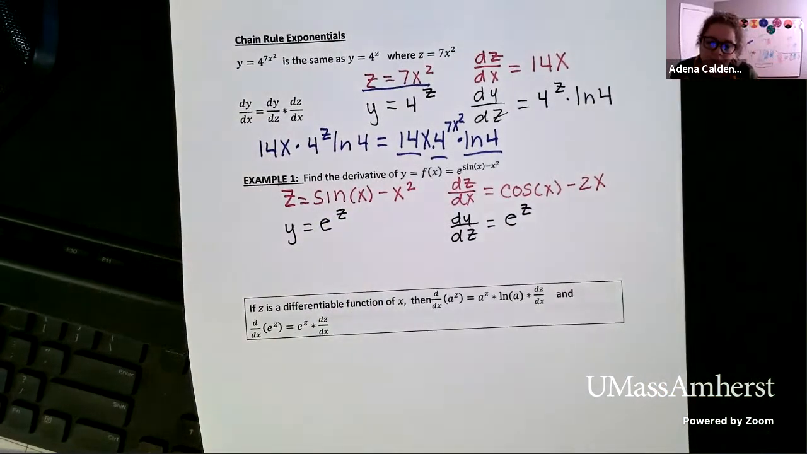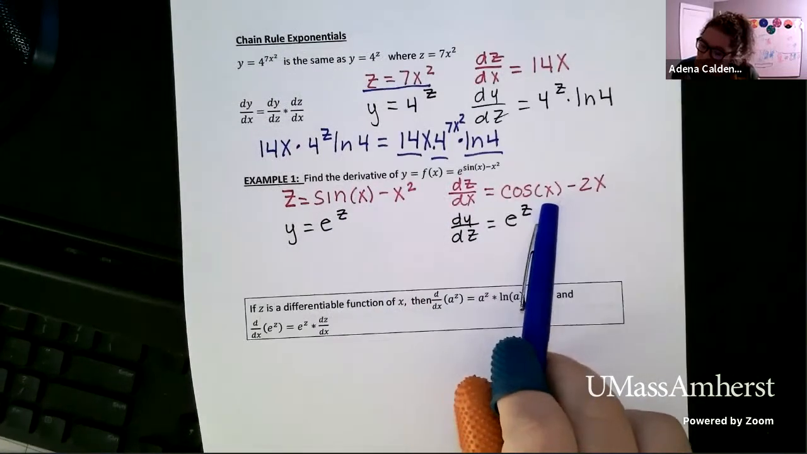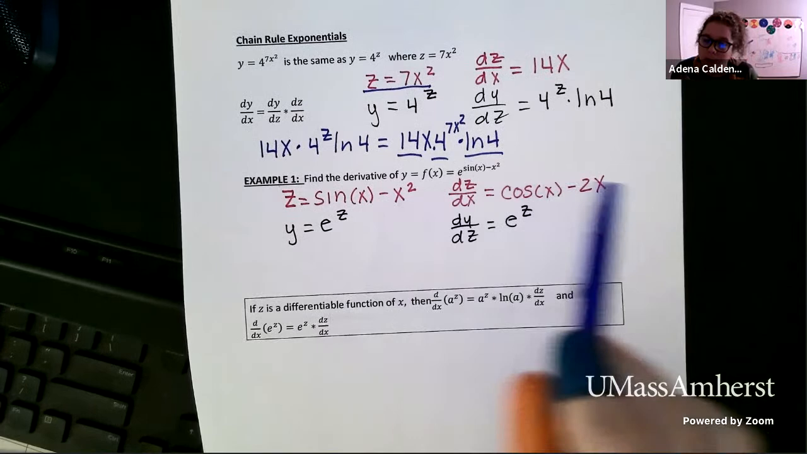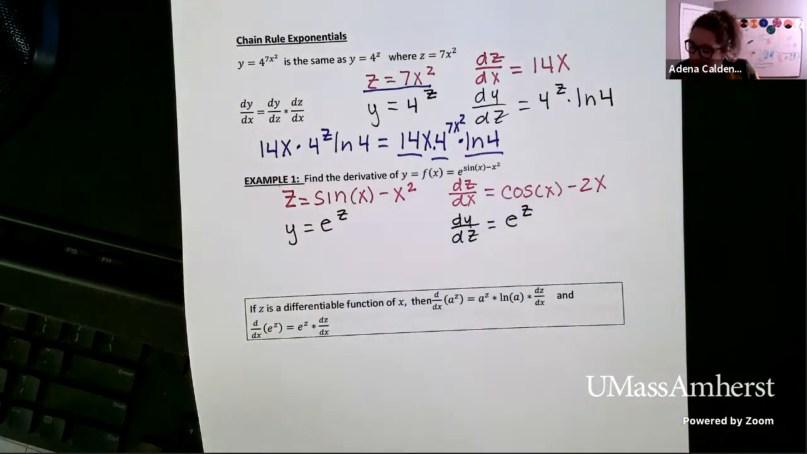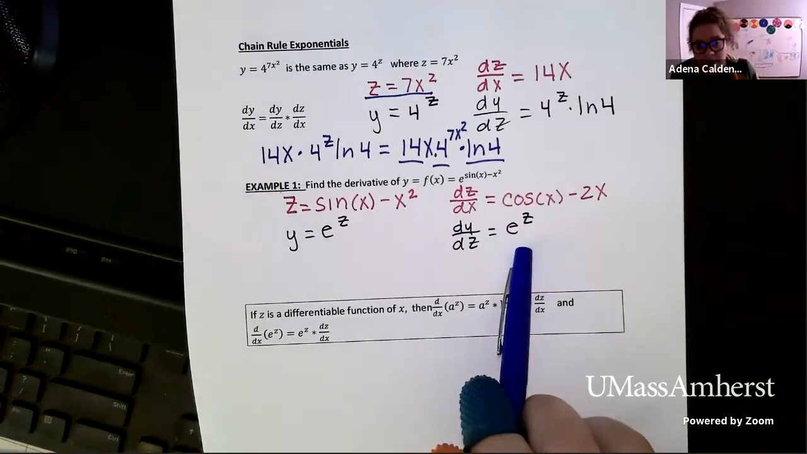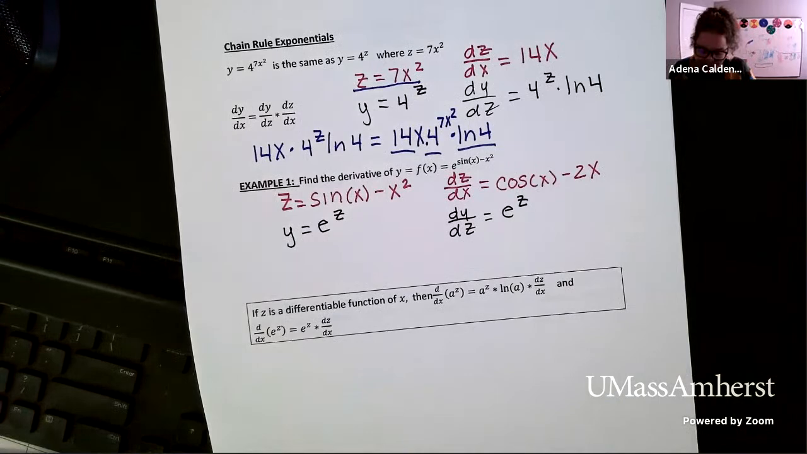Now I need to take each of their respective derivatives. The derivative of sine is cosine. The derivative of x squared is 2x. So that's the derivative of that first z function. And the derivative of e to the z is just e to the z, right? Because that's our special case for exponentials.